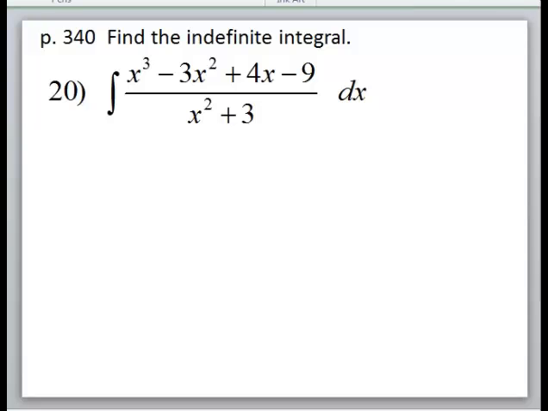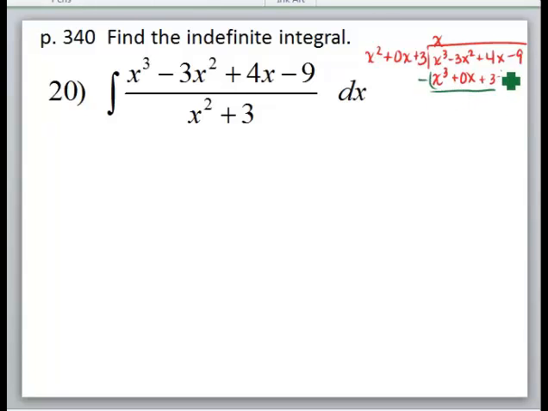New example here, I've got a much bigger polynomial. I am going to need to use my long division over here. When you long divide, you've got to add in those zeros if they don't exist, so you have them in descending order. I've got x cubed minus 3x squared plus 4x minus 9. So I've got to ask myself, what times x squared gives me x cubed, and that would be x. x times x squared is x cubed. And then I have plus 0x, and then I have plus 3x.